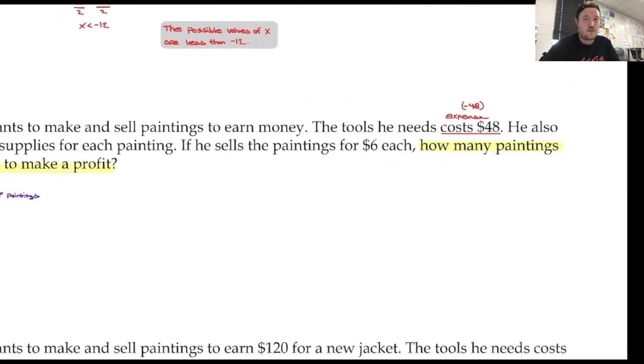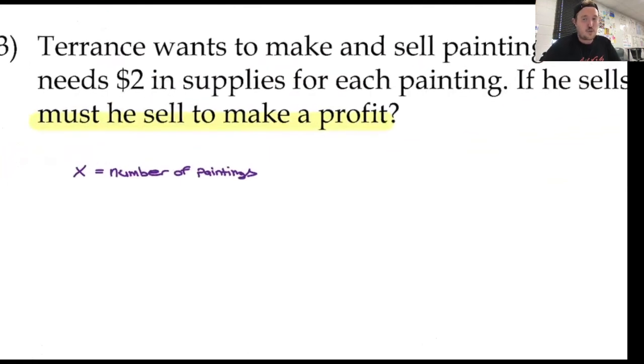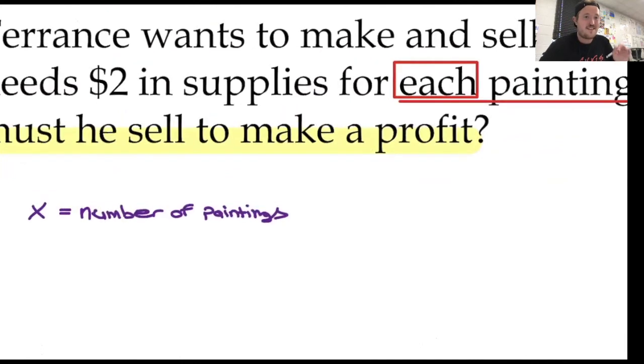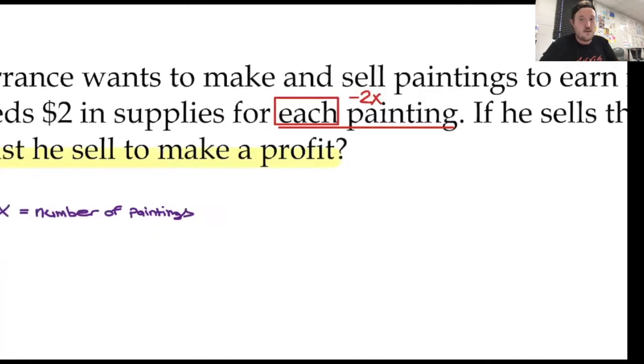So he also needs $2 in supplies for each painting. So each painting here. The key word here is each. Because for every painting he does, he has to spend that $2. So what this translates to is it's minus 2x, because he's losing that money for every painting. So this is also an expense.